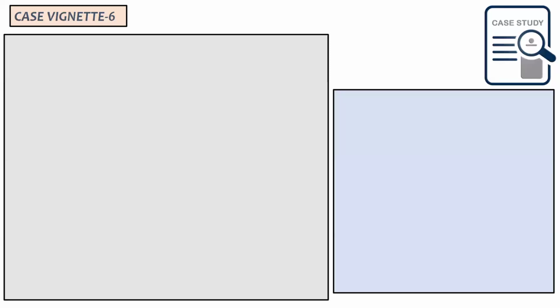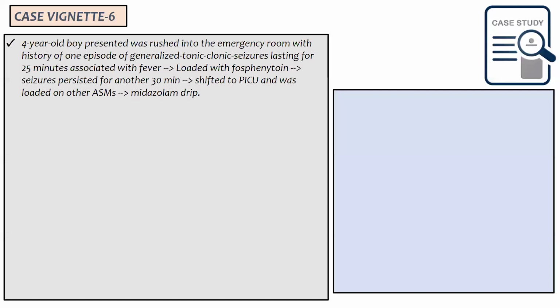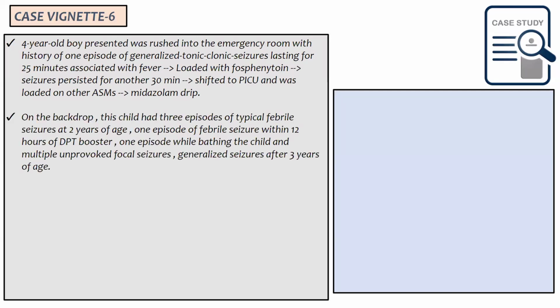And lastly, this is the last case. A 4-year-old boy was rushed into the emergency with a history of one episode of GTCS lasting for 25 minutes, associated with fever, and was loaded with fosphenytoin. Seizures persisted for another 30 minutes, he was shifted to PICU, was loaded with other anti-seizure medications, and eventually turned to a midazolam drip. So from the history, it looks like refractory status epilepticus because he was continuously seizing.